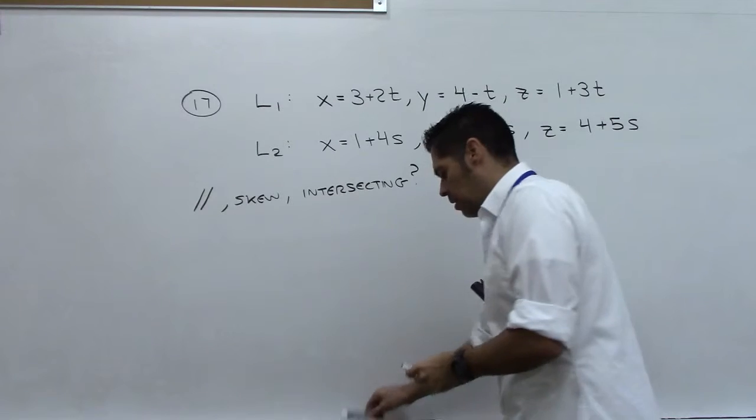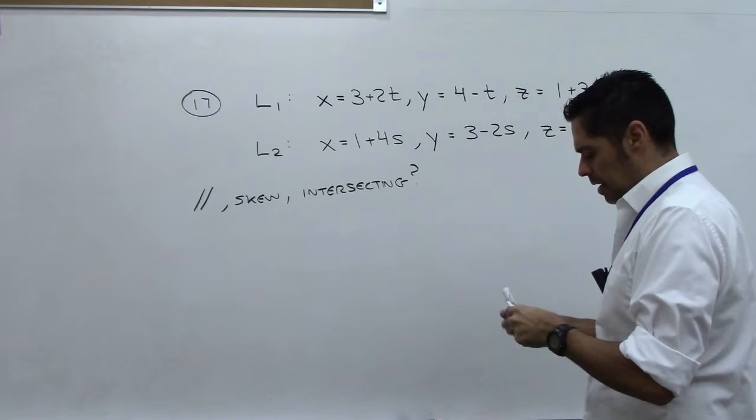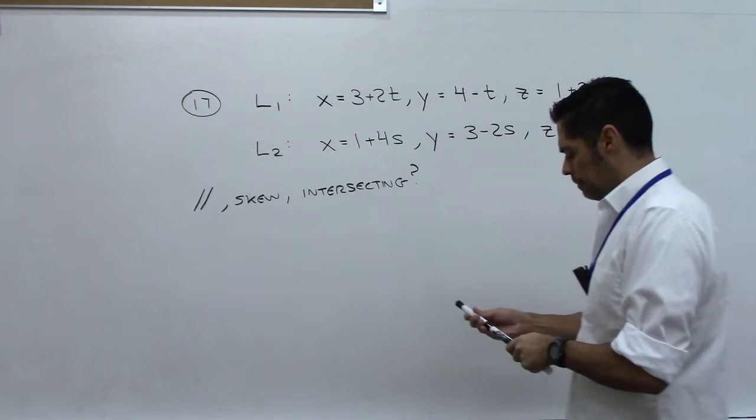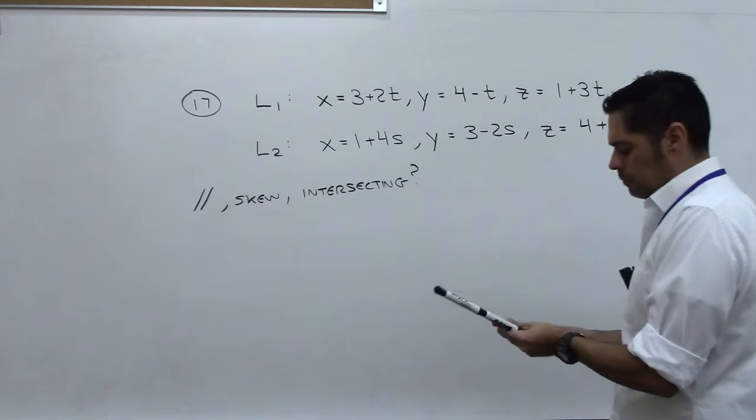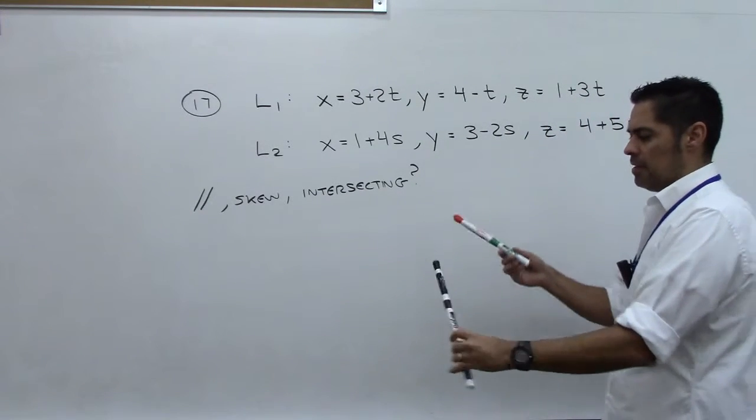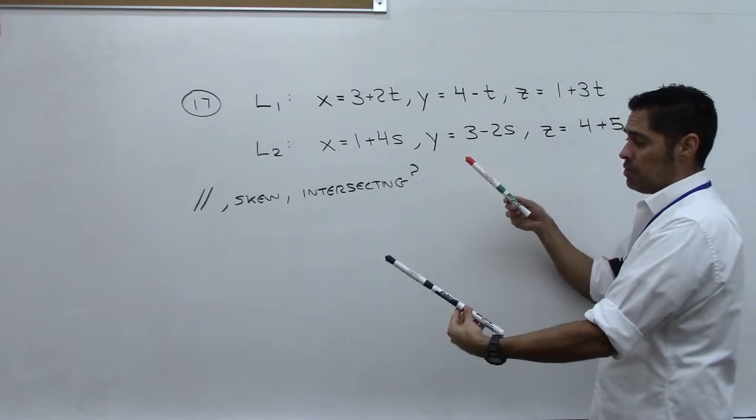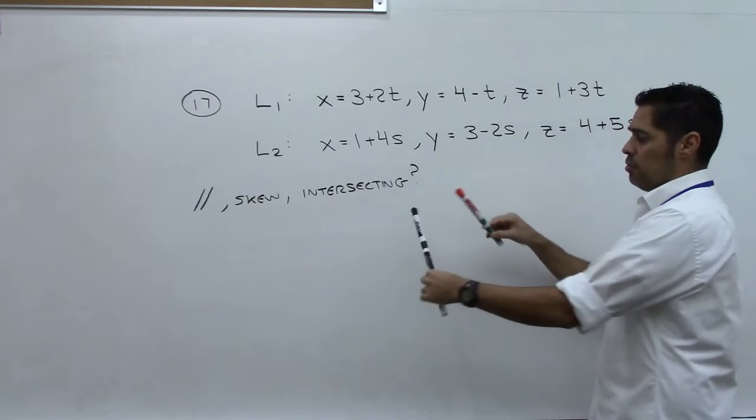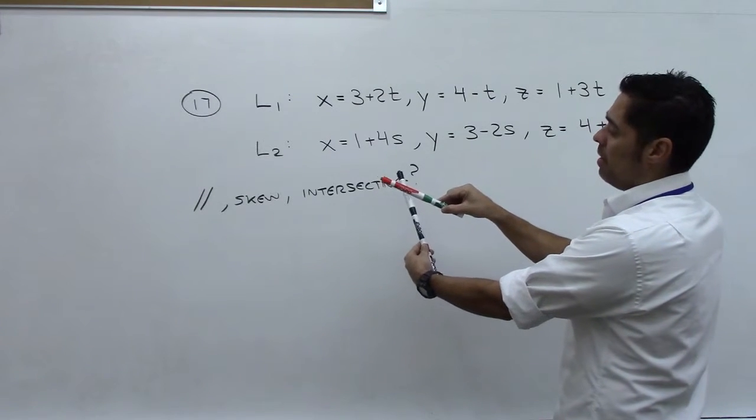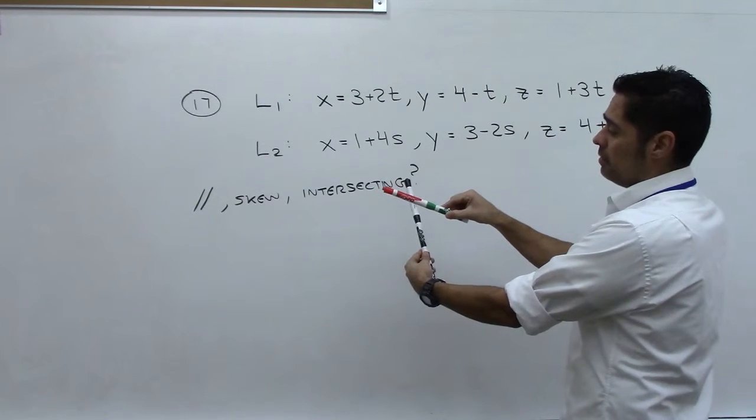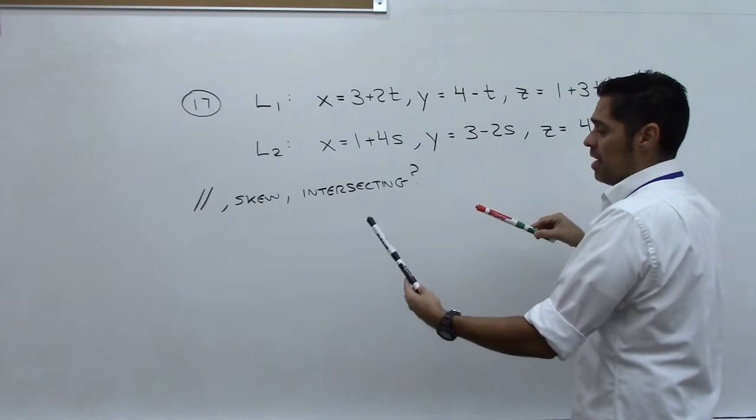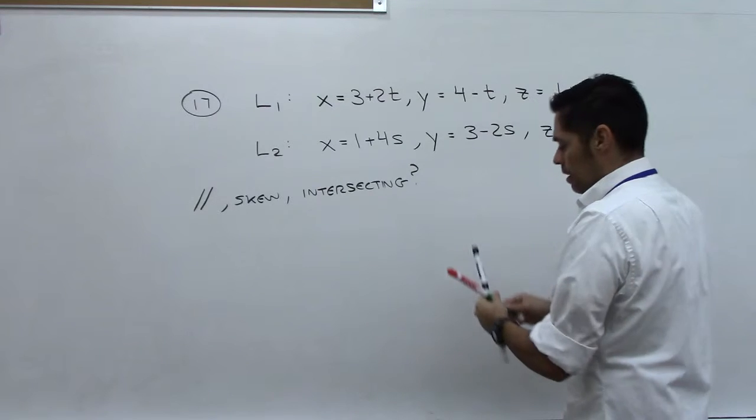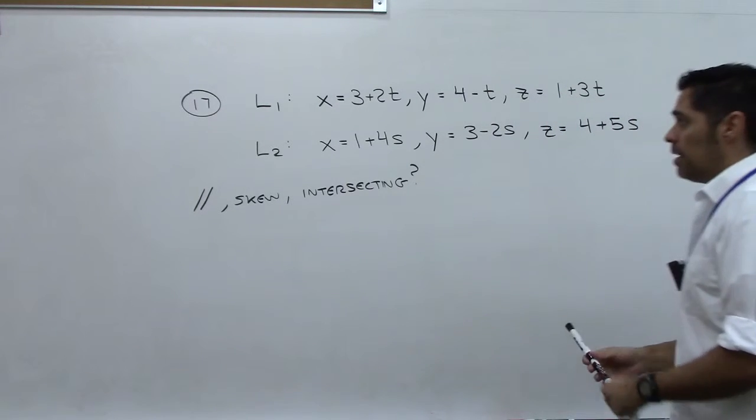So here's what they want to know. Visually, this is what we're looking at. You've got two lines in three-dimensional space here. I'm trying to figure out if these lines are parallel, which means they would point in the same direction. Are they skew, which means that they aren't parallel and they don't hit each other? Or are they intersecting? So do they actually hit each other, cross somewhere?